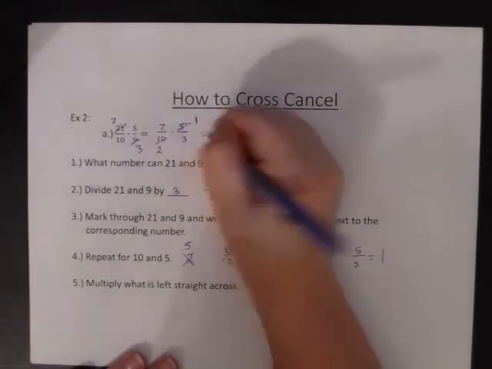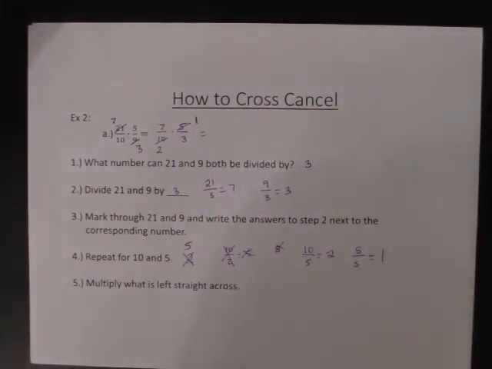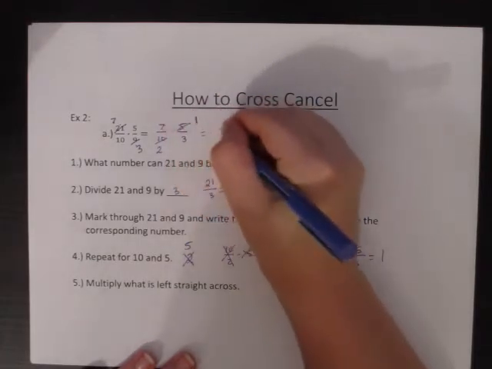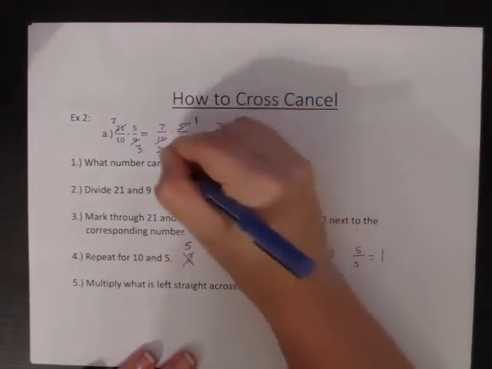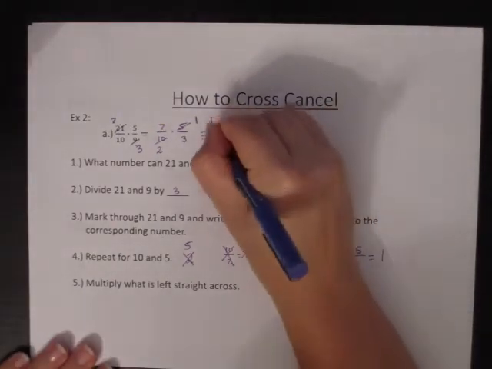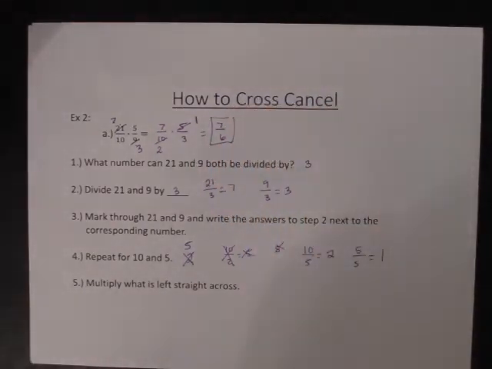So now I've reduced as much as I possibly can. Now I'm going to multiply straight across. 7 times 1 is 7, and 2 times 3 is 6. And this is how I have my fraction reduced as much as possible. So pause it for just a second and copy this down.